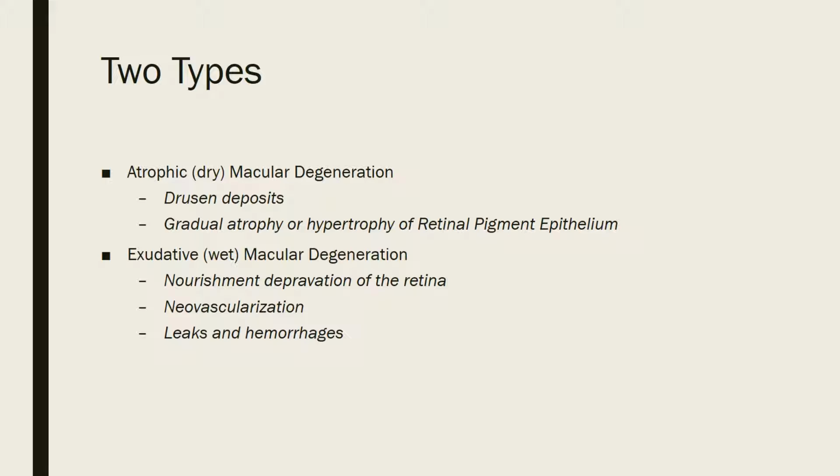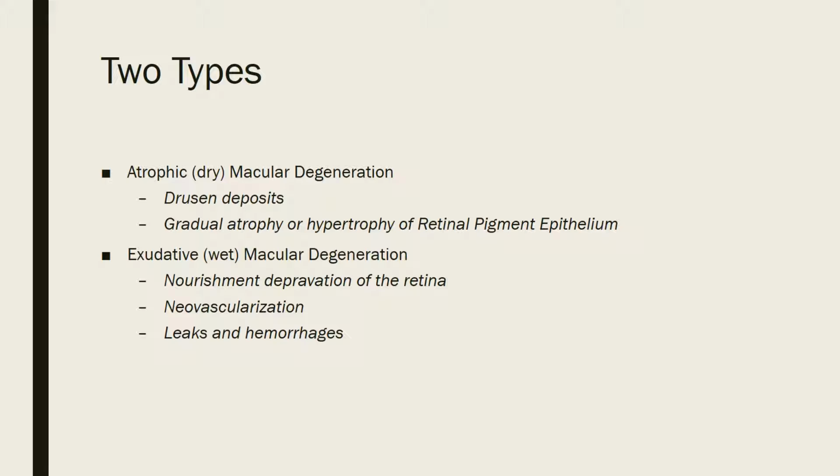The breakdown of the RPE can stabilize, where the person would continue with atrophic AMD, or it can progress to the point where the person's AMD transitions from atrophic to exudative. And this progression is marked by neovascularization. When neovascularization occurs, this person is diagnosed with the exudative AMD.